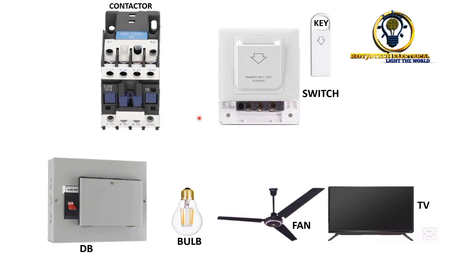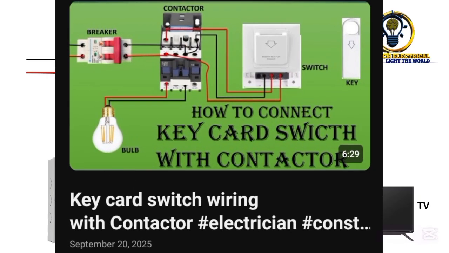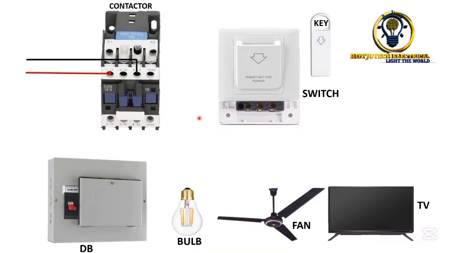What we are going to do first is connect live and neutral to the contactor. We are going to connect neutral and live to the L1 and L3. I don't need to go into deep explanation on this. If you watch my video on how you can connect contactor with key card switch, you will understand this part that we are doing. So we just want to take it further.